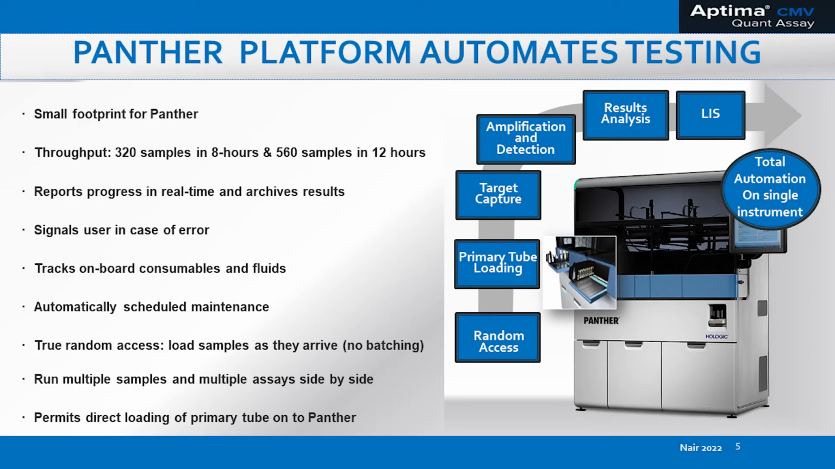This assay is run on the Panther platform, which automates every step of the process, from nucleic acid extraction to amplification, detection, analysis of results, and communication to the LIS. What is good about the Panther is its small footprint in combination with the high throughput that this platform offers. It reports results in real time, as well as being a smart instrument. It has a lot of sensors and process controls, which signal the users in case of errors, and can track consumables and assay fluids, which are available on board the Panther.